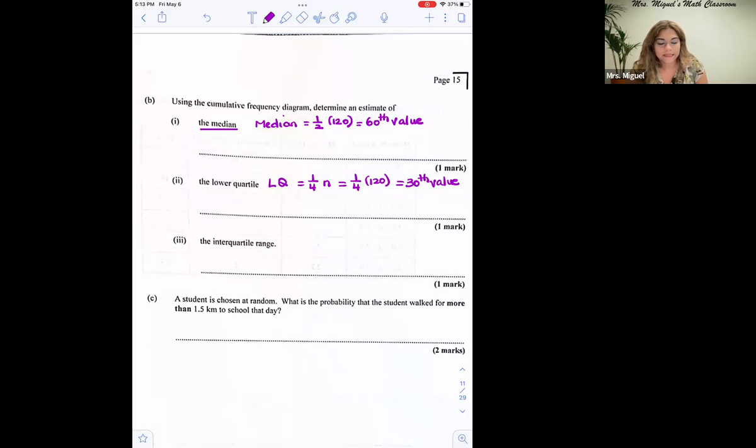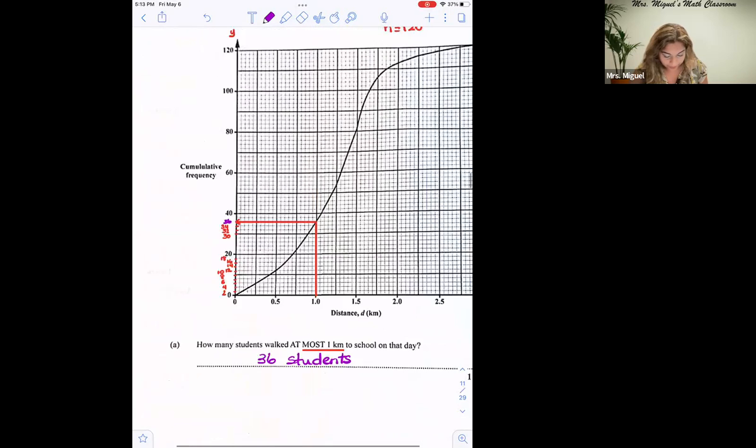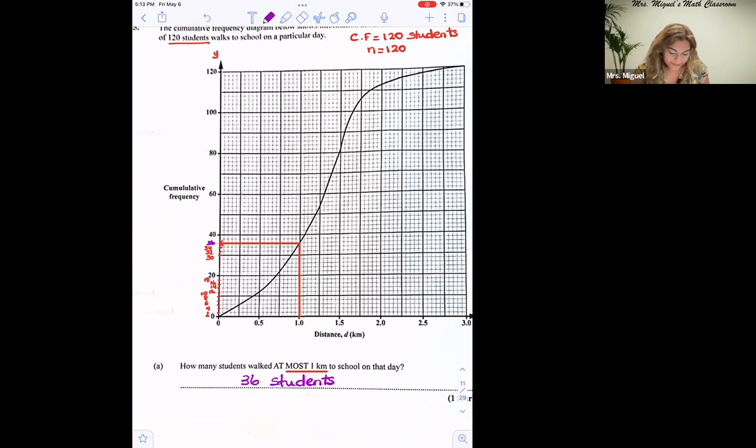And let us read the 60th value. So the median is the middle of the cumulative frequency data. The cumulative frequency is 120 students. Half of 120 is 60. So we go into our graph and we are reading off the 60th value. So we're going straight across and we are coming downward.